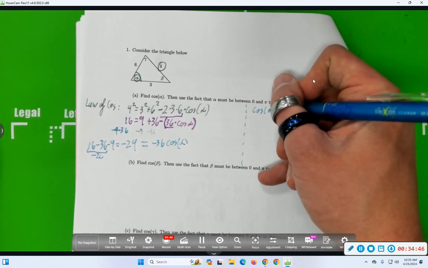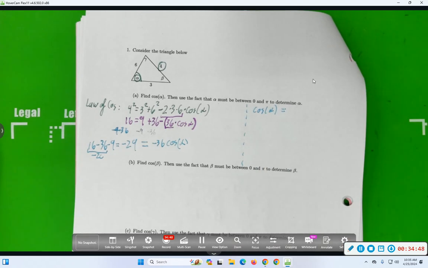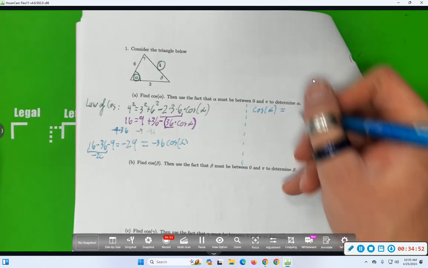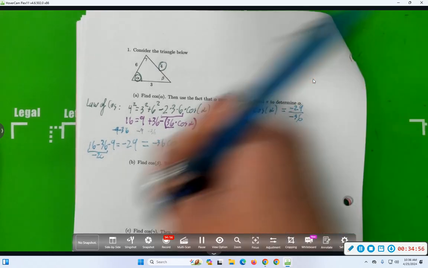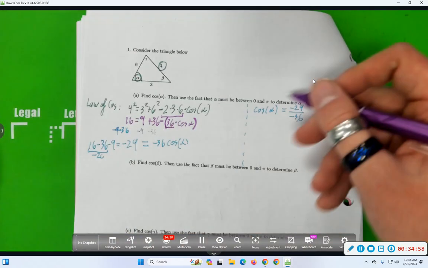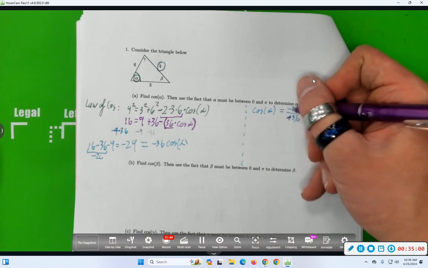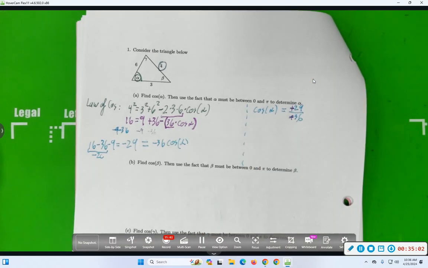So what do I see cosine of alpha equal to now? Negative 29 over negative 36. And the negatives cancel, so just 29 over 36. And now we're about to see a real advantage of the law of cosines over the law of sines.